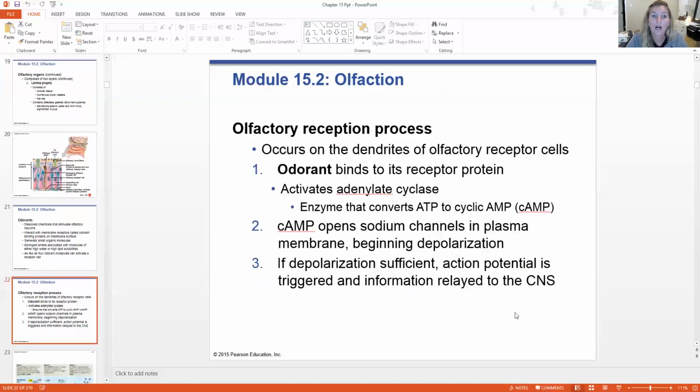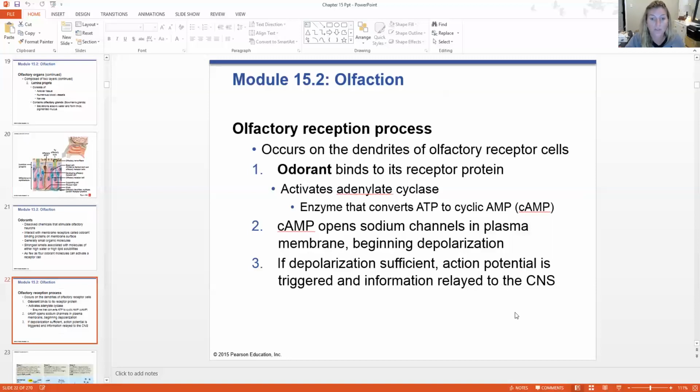So the olfactory reception process occurs on the dendrites. The odorant binds to its specific receptor and activates adenylate cyclase. That's the enzyme that converts ATP into cyclic AMP, or cAMP. The cAMP then opens the sodium channels within the plasma membrane, and that begins the whole process of depolarization. Sodium channels open, sodium rushes in, causing the membrane potential to become more positive, etc.